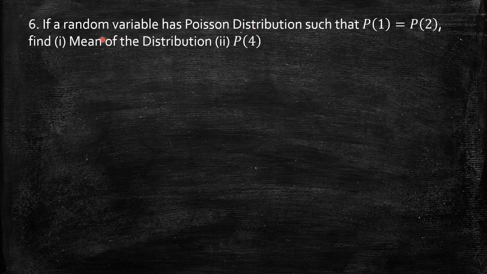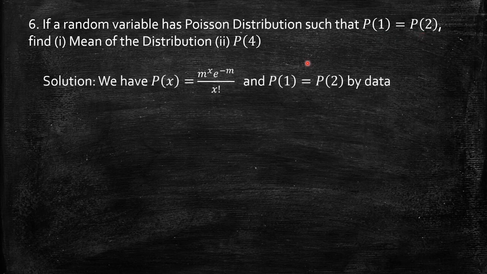Next, problem number 6. If a random variable has a Poisson distribution such that p of 1 equal to p of 2, find the mean of the distribution, and second, the probability of x taking 4. Now again here also for the Poisson distribution, I want m first. For finding m, the data here is given: probability of x taking 1 is equal to probability of x equal to 2. So we know that for the Poisson distribution, the probability function p of x is m power x exponential minus m by x factorial.